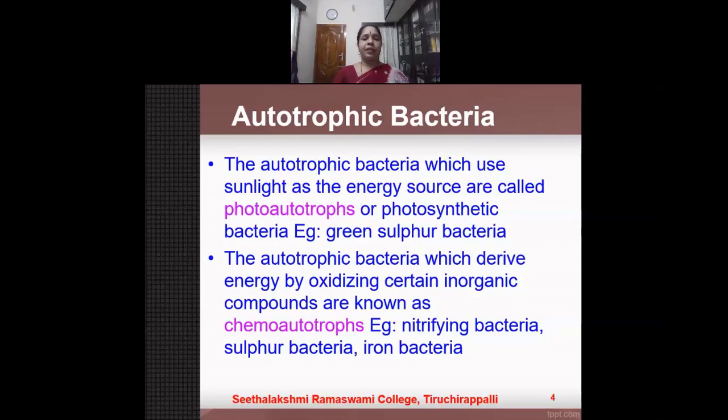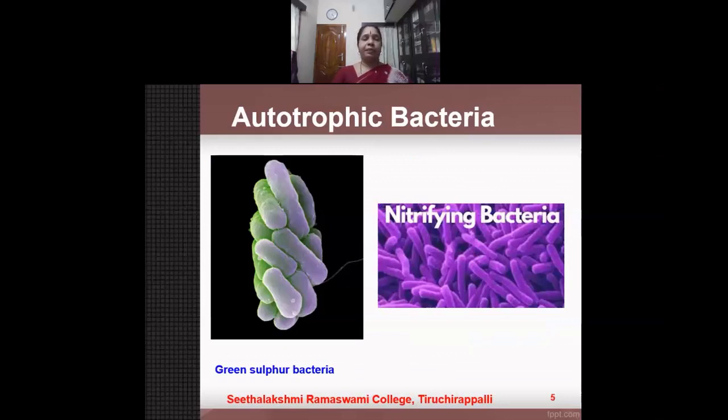The autotrophic bacteria, which derive energy by oxidizing inorganic compounds, are known as chemoautotrophs. Example, nitrifying bacteria, sulfur bacteria, and iron bacteria. The nitrifying bacteria derive energy from nitrogen, sulfur bacteria from sulfur, and iron bacteria from iron. Here we can find the images of the autotrophic bacteria. The green sulfur bacteria, which is autotrophic, you can see the green color, and therefore we know that there is a green colored pigment capable of synthesizing their own food, and the nitrifying bacteria.